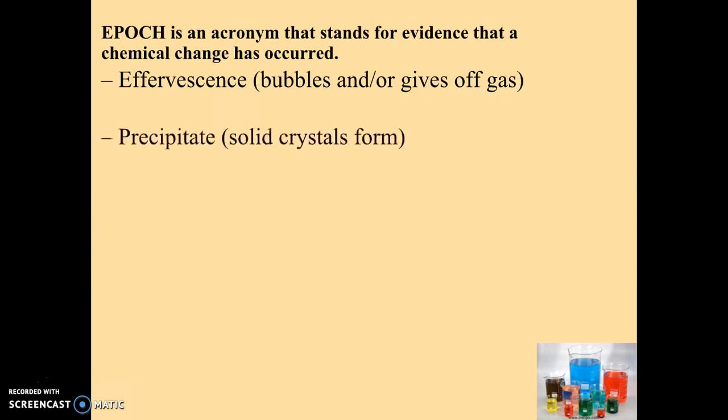P stands for precipitate. So precipitate is a solid crystal that is formed when two chemicals are added together. Okay. There's a spot on your note guide for pictures. We're going to go through the pictures one at a time, but I want you to write down the definitions first. So precipitate, solid crystals form.